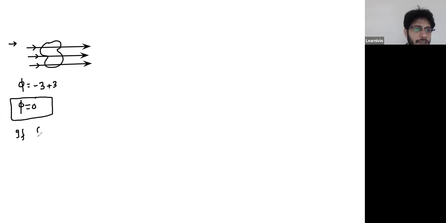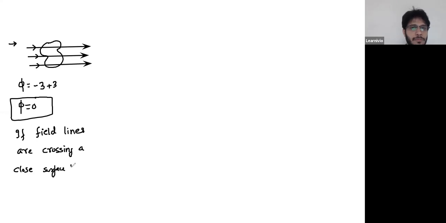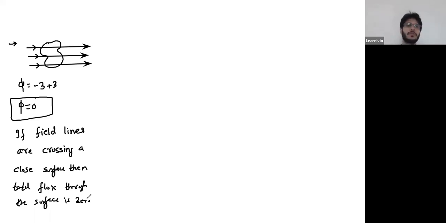So simply, if field lines are crossing a closed surface, then total flux through the surface is 0. The reason is simple, because the number of field lines which are entering the surface is exactly equal to the number of field lines which are leaving the surface. That's it.